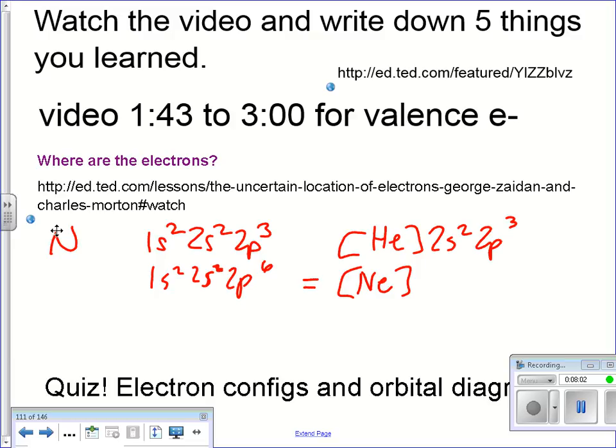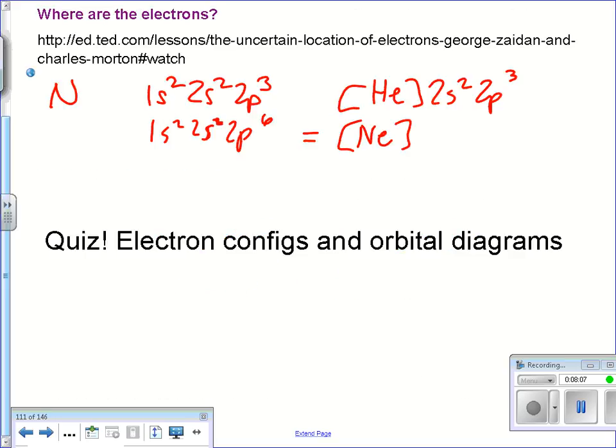So let's do an orbital diagram though, just to be sure we know what the orbital diagram is. What's the difference between electron configuration and orbital diagram? What do those look like? The lines with the up and down arrows. So it's literally a diagram, right? It's like a picture. So what is the orbital diagram of nitrogen?